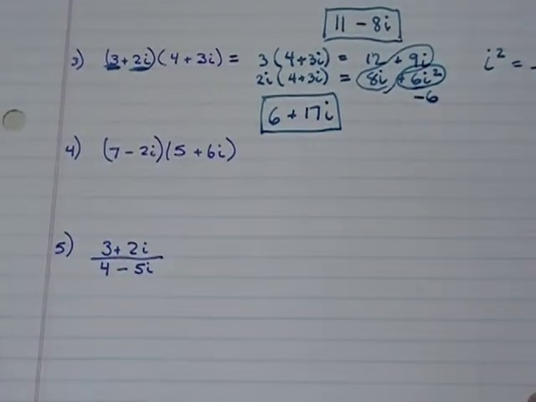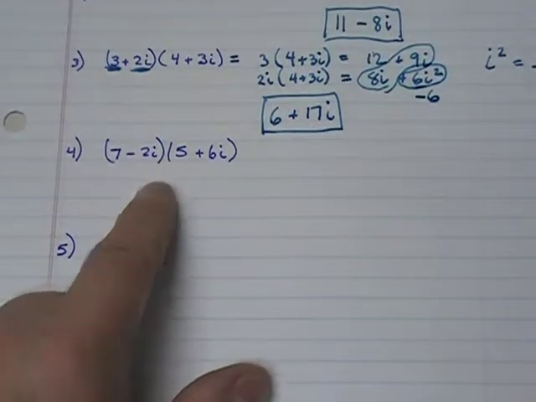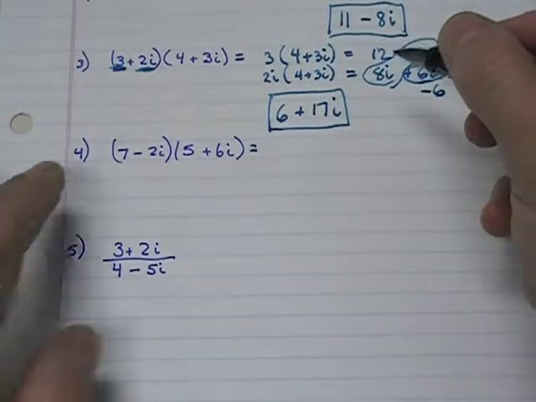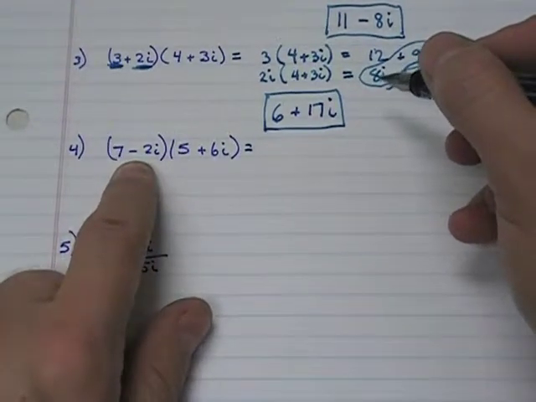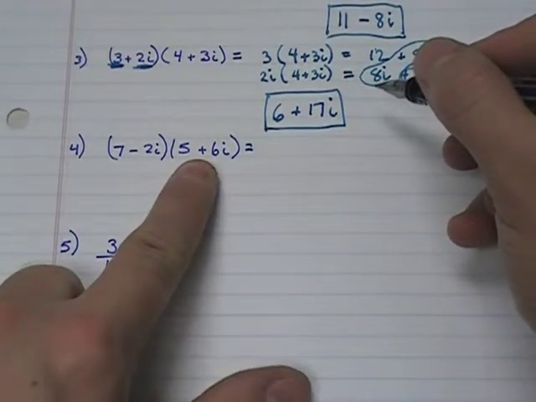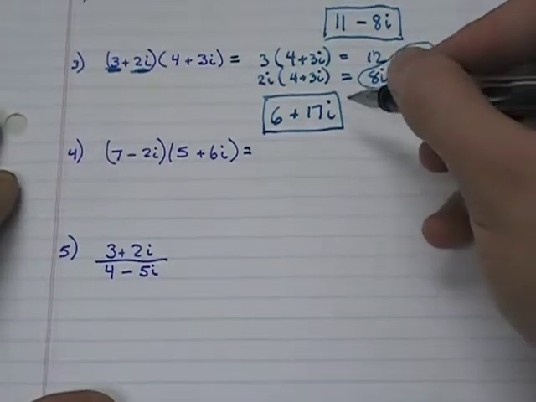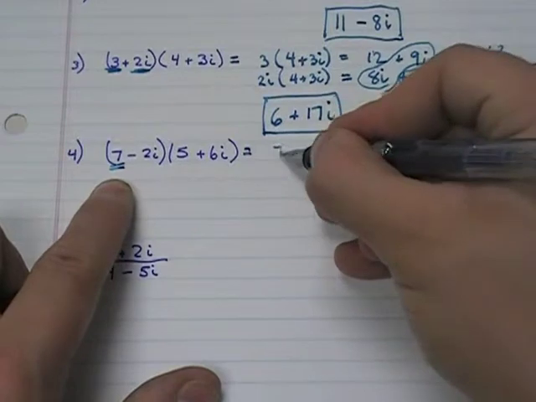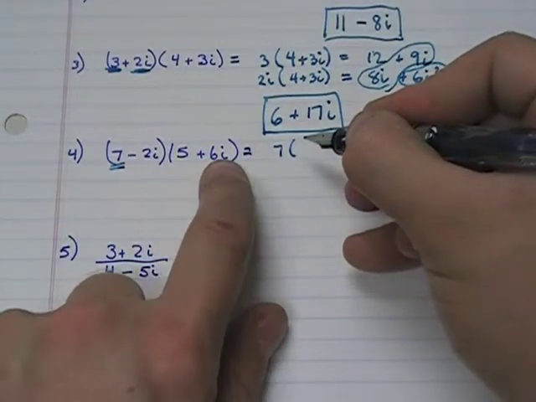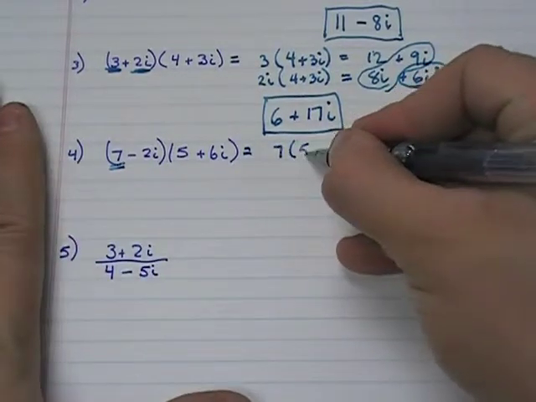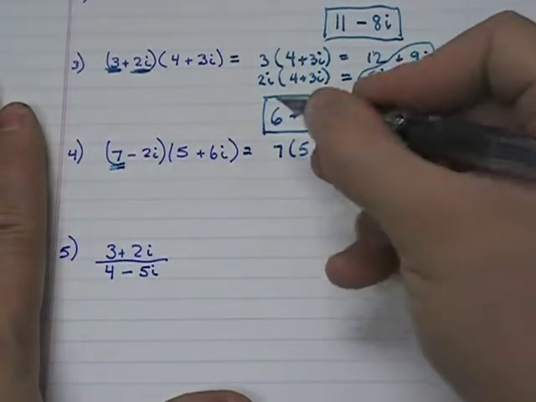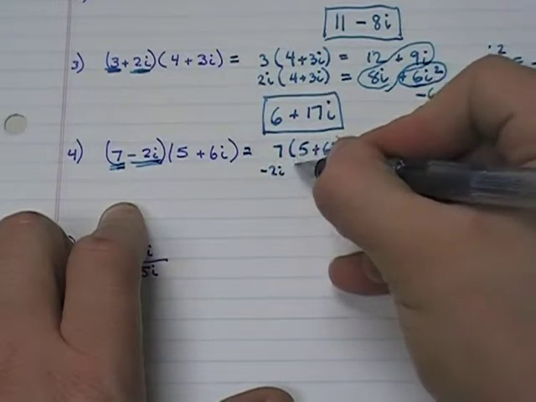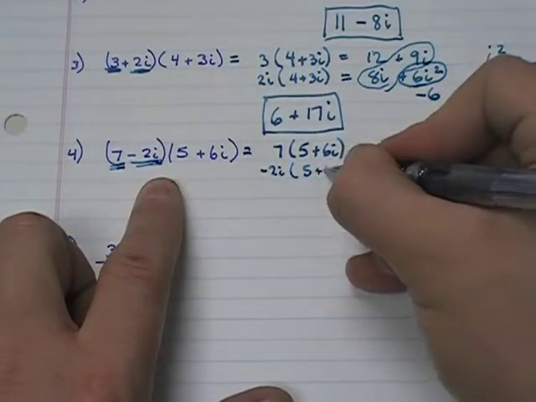Okay, let's do another one of those, another multiplication problem. So here we have a multiplication problem, same type of thing. We've got 7 minus 2i, a complex number, times 5 plus 6i, another complex number. Again, you're going to take this first term times the entire second binomial, 5 plus 6i. And you're going to take this term, negative 2i, times 5 plus 6i.